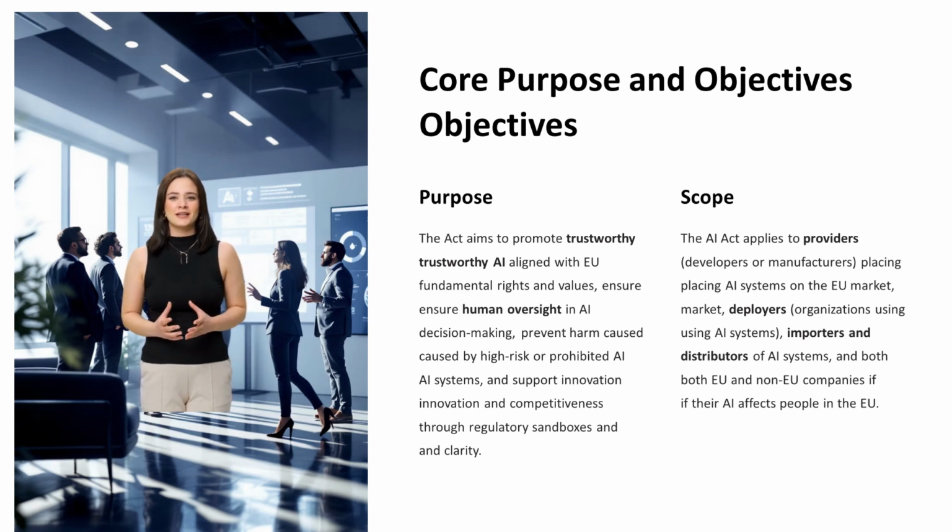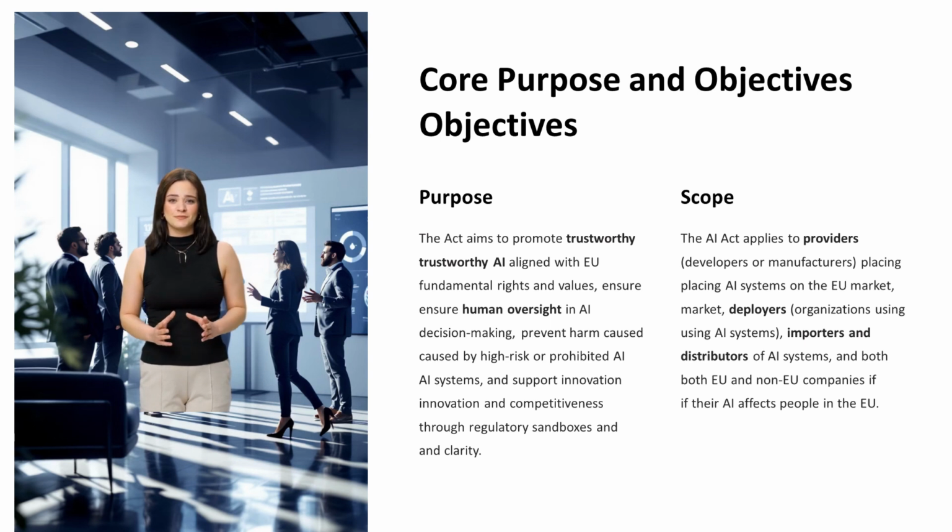The EU AI Act is driven by four key aims. First, to promote trustworthy AI that is firmly aligned with the EU's fundamental rights and values. Second, to ensure human oversight in all critical AI decision-making processes, keeping humans in the loop. Third, to prevent harm by strictly regulating or outright prohibiting high-risk and unacceptable AI systems. And fourth, to paradoxically support innovation and competitiveness by providing legal clarity and creating controlled testing environments known as regulatory sandboxes.